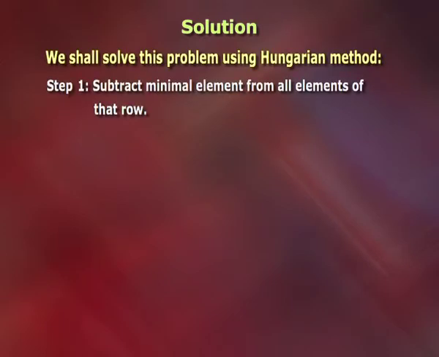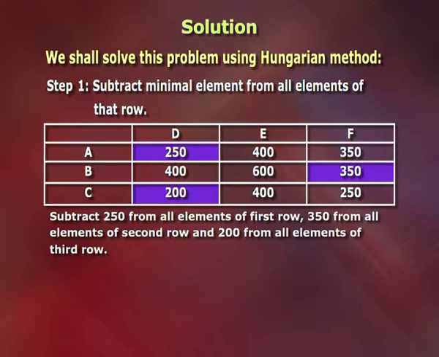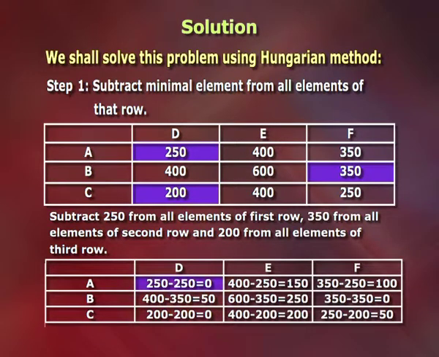Step 1. Subtract the minimal element from all elements of that row. Now you can see in this table that for the first row 250 is the minimum element, for row 2 350 is the minimum element, and for row 3 200 is the minimal element. So subtract 250 from all elements of the first row, 350 from all elements of the second row, and 200 from all elements of the third row. So we get a new table. 250 minus 250 is equal to 0, 400 minus 250 is equal to 150, 350 minus 250 is equal to 100. So that gives you the first row.